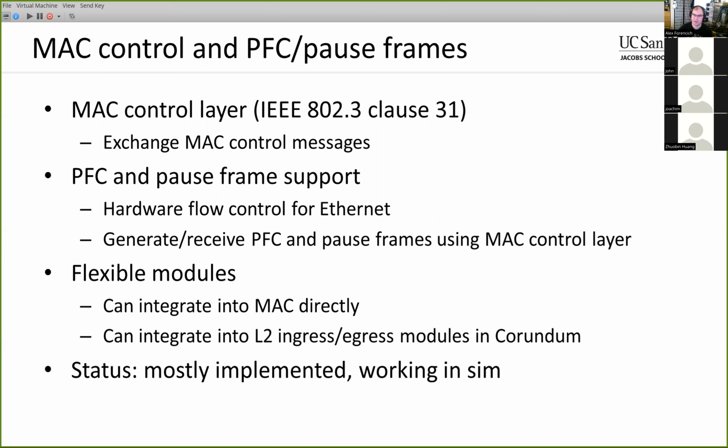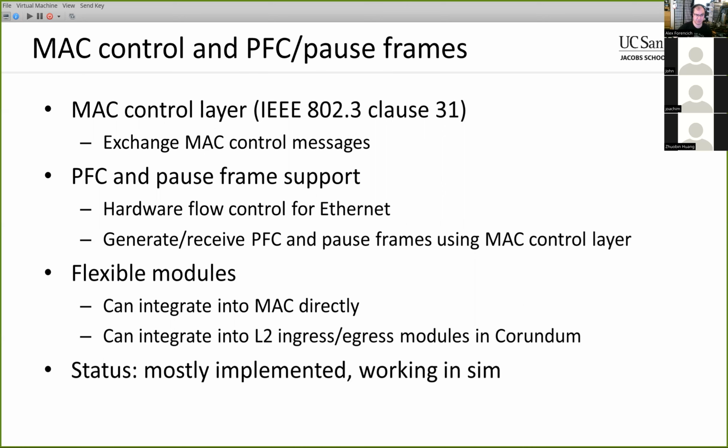So the PFC and pause frame support, the idea is to generate and handle PFC and pause frames using the MAC control layer components. Now I'm trying to put this together in a relatively flexible way such that it can be either integrated into a MAC module itself, which I will be doing with the MACs in the Verilog Ethernet repository. And then you can also integrate it into Corundum directly, independent of the MAC. And then in that case, it'll sit in the L2 ingress and egress modules in Corundum.